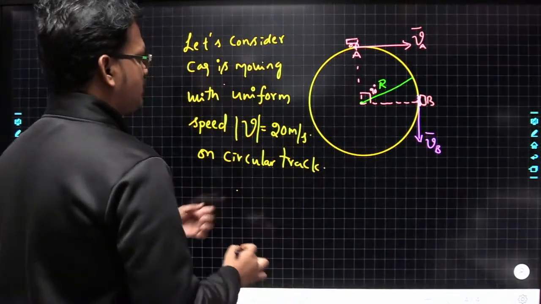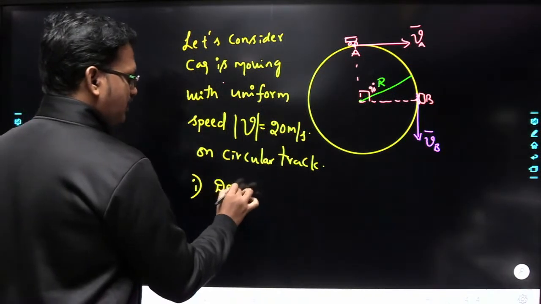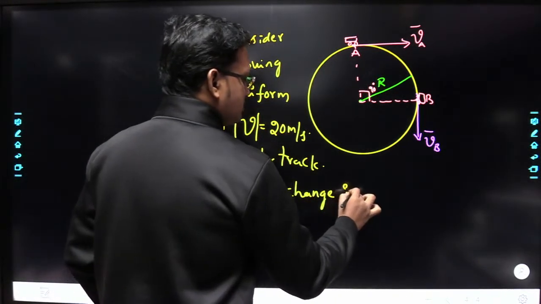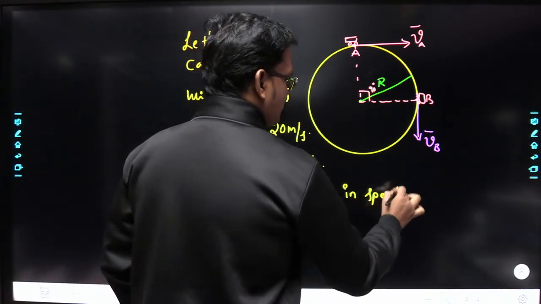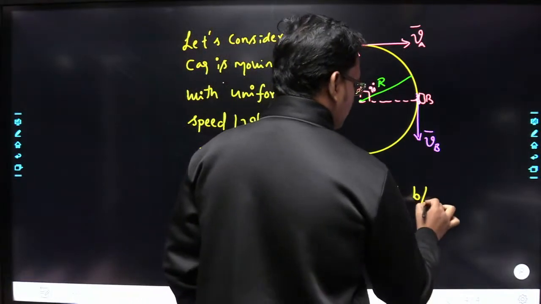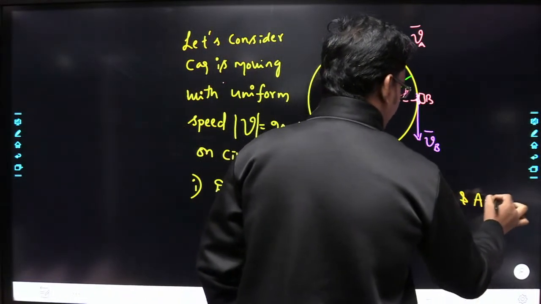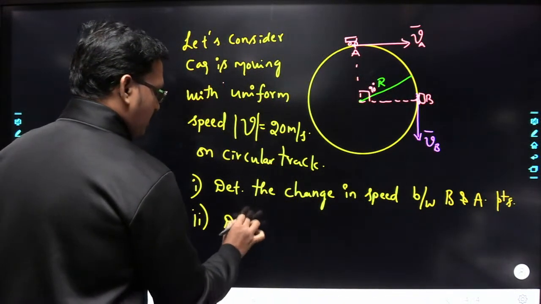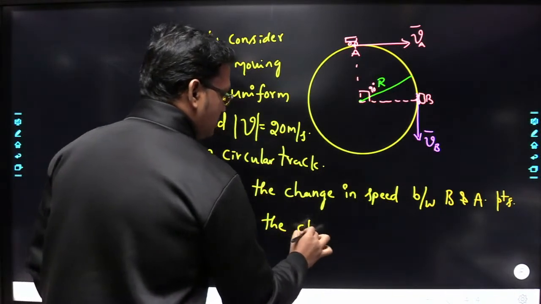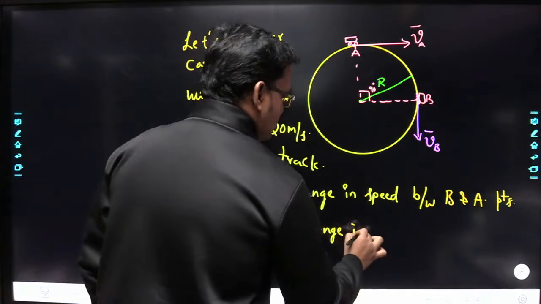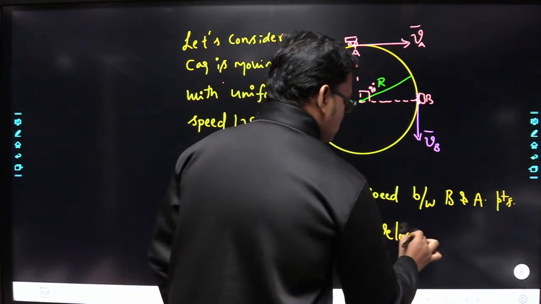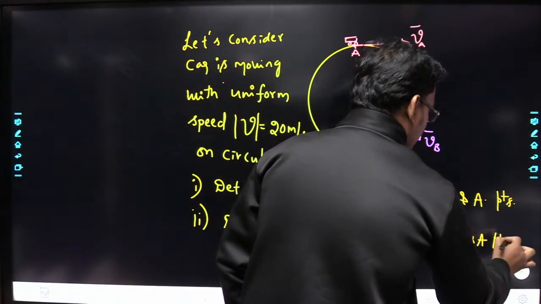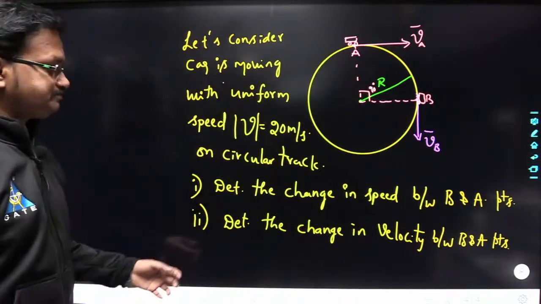So the first question I am giving: determine the change in speed between B and A points. Next, the second one, I am asking: determine the change in velocity between B and A points. Now tell me here, now tell me.